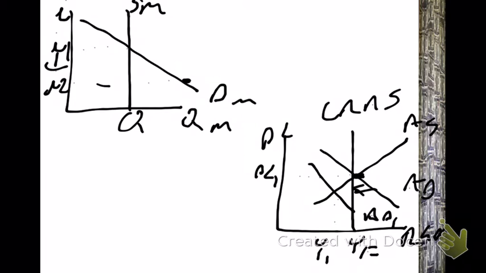So the Fed is going to have to do something in order to get the interest rate from I1 down to I2. What's a solution you can see on the graph that they could do? Increase the supply of money. Good, increase the money supply.